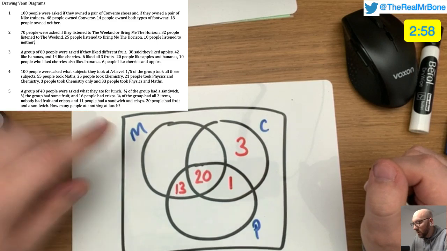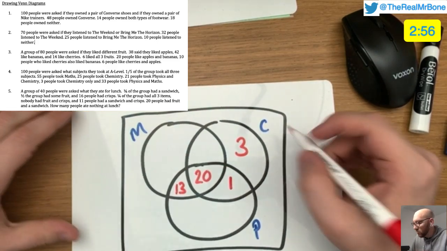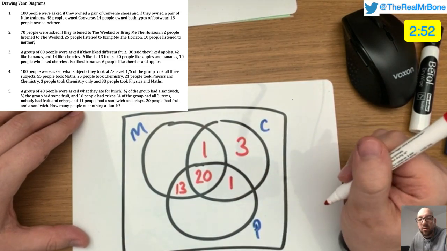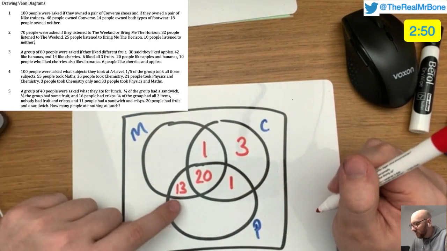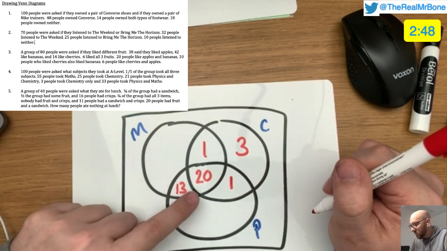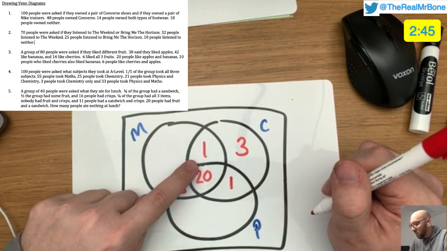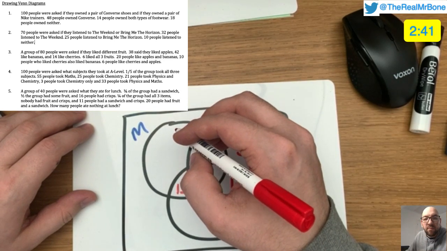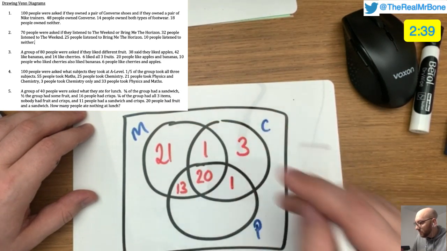What else do we know? Let's go back now. Chemistry, it says 25 people took chemistry altogether. Well, we've got 24, that needs to be a 1. Maths, there needs to be 55 altogether. We've got 13, 33, 34. What was it? 55. That's going to be 21 people.